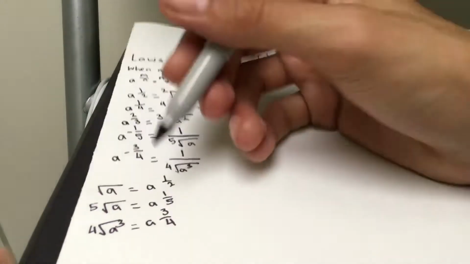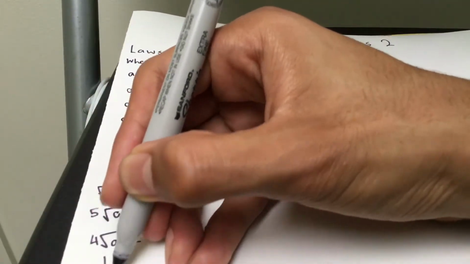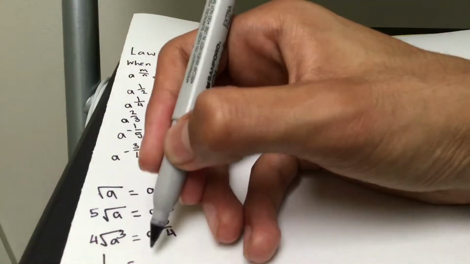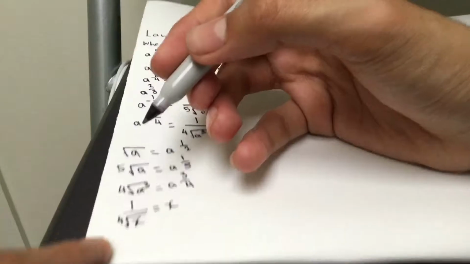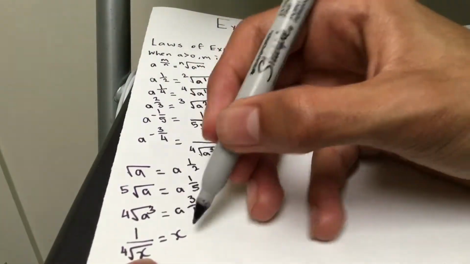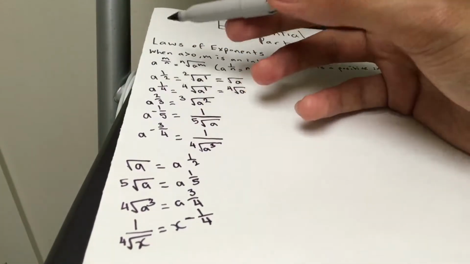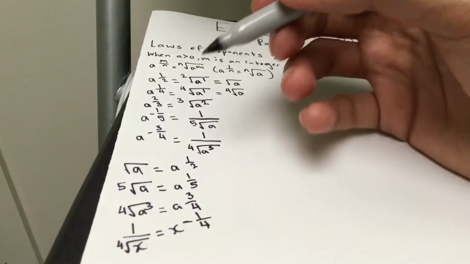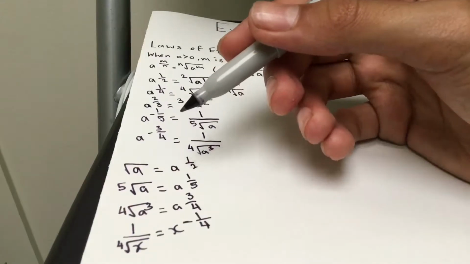Okay, now let's do a fraction. So let's do 1 over the 4th root of x. First of all, we're going to put our base, which is x. So it's x to the minus 1 over 4, because n, which is our denominator, is 4, and m is our top number.